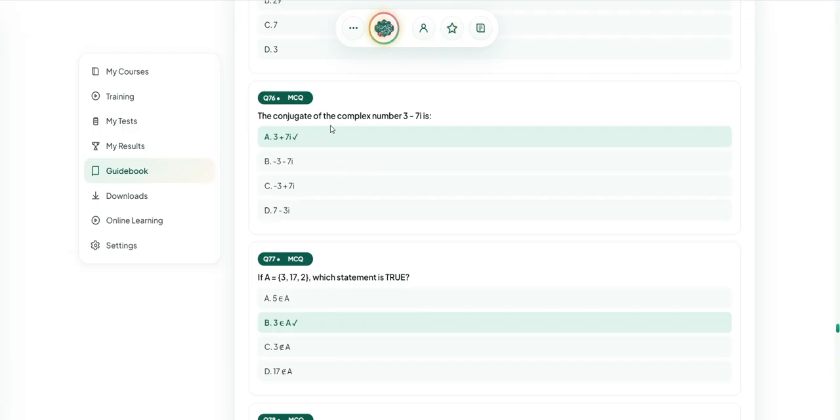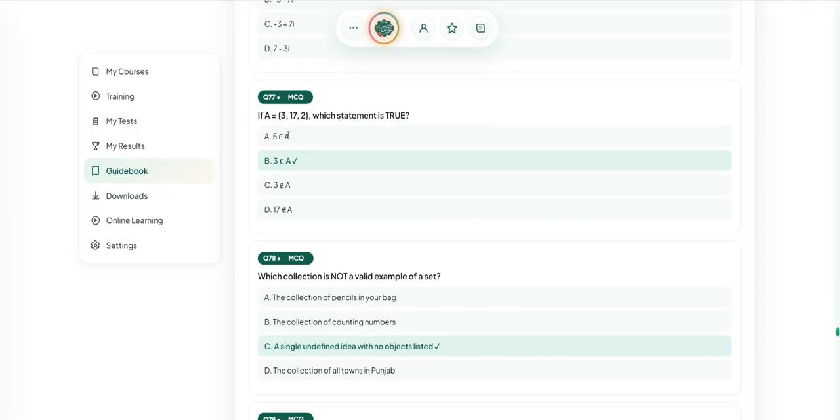The conjugate of the complex number 3 - 7i is 3 + 7i.